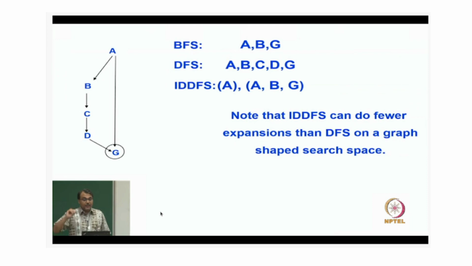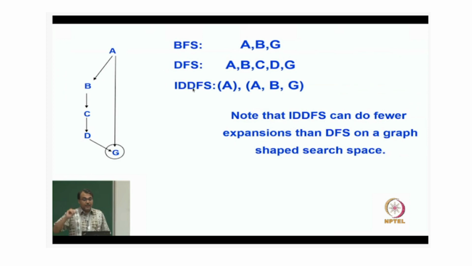If we have done DFS here rather than BFS, what would be the solution? We have gone A to B, and then B to C, then C to D, and then D to G. And this is how the DFS works. So A, B, C, D, G. We reached the goal state, but we have gone in depth rather than in breadth.